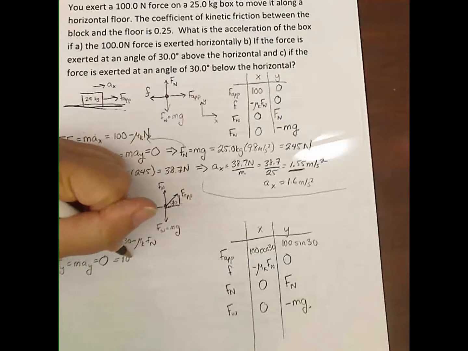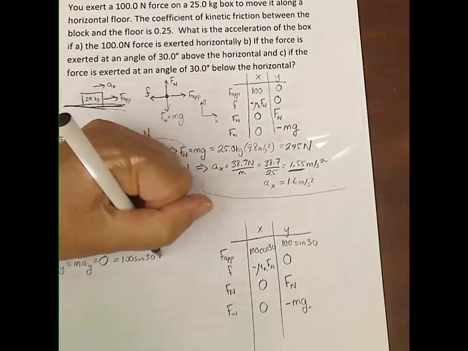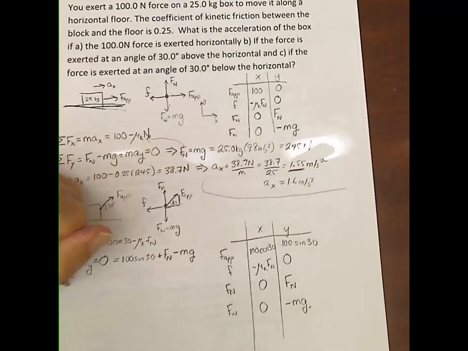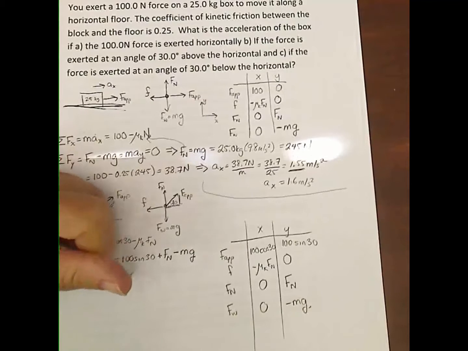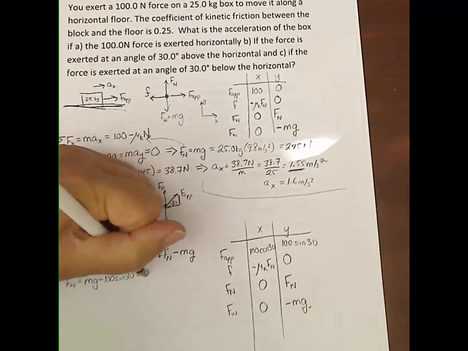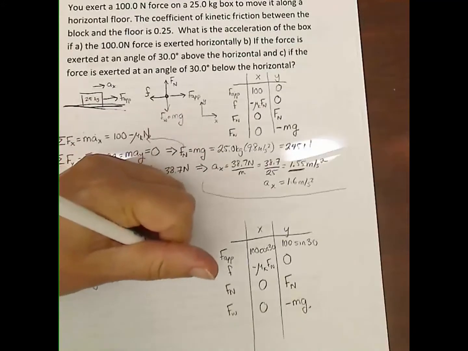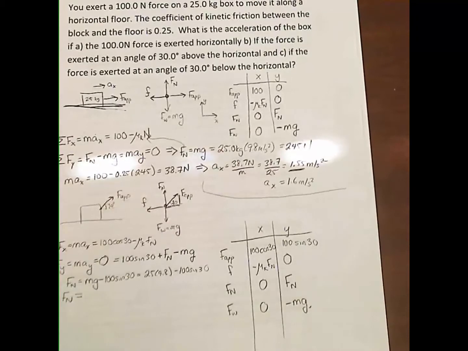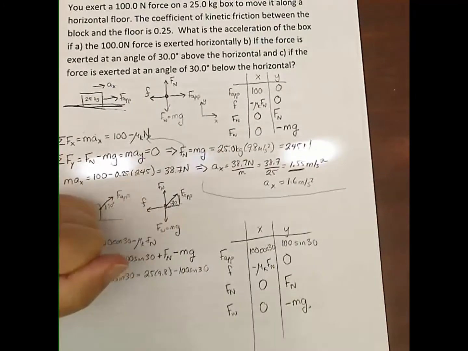So I've got 100 sine of 30, which is just a number. I've got my normal force, which I don't know, minus m times g, and I do know that. Okay, so my normal force, rearranging that equation, is mg minus 100 sine of 30. mg is 25 times 9.8 minus 100 sine of 30. So my normal force now is equal to 245 minus 50, or 195 newtons.